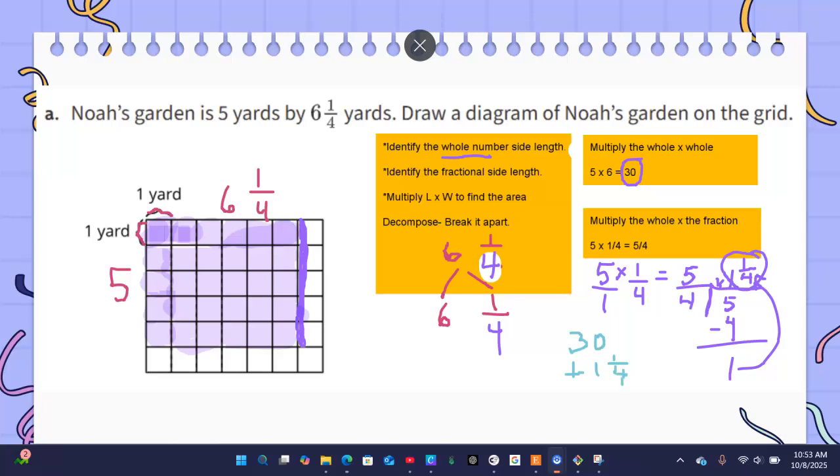Which equals 31 and 1/4. So let's go ahead and write out those important details again.